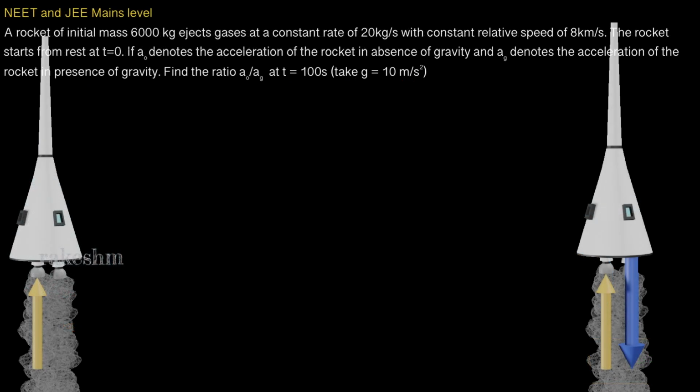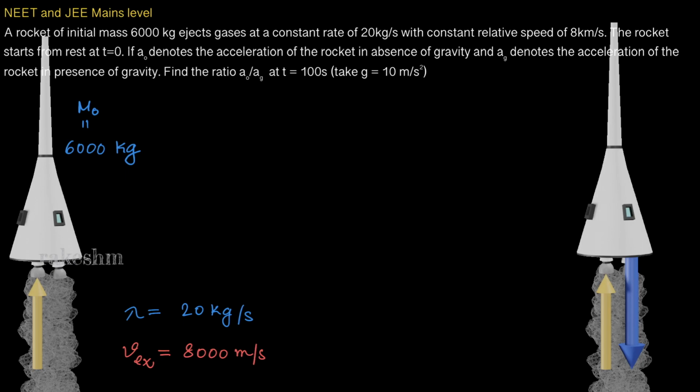Let us have a look at a question of NEET and JEE Mains level. A rocket of initial mass 6000 kgs ejects gases at a constant rate of 20 kgs per second with constant relative speed of 8 kilometers per second. So we have a rocket here. Its initial mass m0 is 6000 kgs. The rate at which gases are ejecting is 20 kgs per second, which is lambda. The exhaust velocity of the gases with respect to the rocket is 8 kilometers per second. I'm writing this as 8000 meters per second.